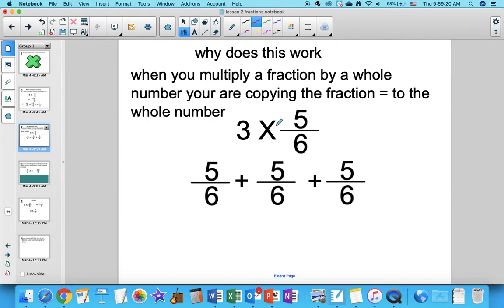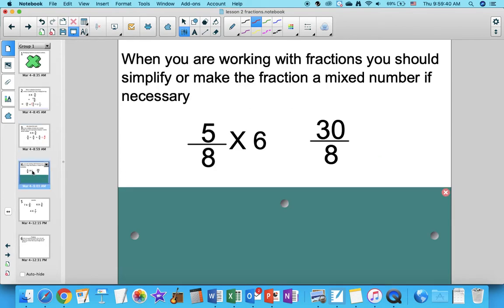So 3 times 5 over 6, well, we have 3 5 over 6's right here. And you remember, if your denominators are the same, you don't touch them, right? You don't touch your denominators if they're the same. And you just add the tops, which would make that 15, and then you work through your simplification steps. Right? So when you are working with fractions, you should remember that you need to simplify or make the fraction a mixed number if necessary, right?